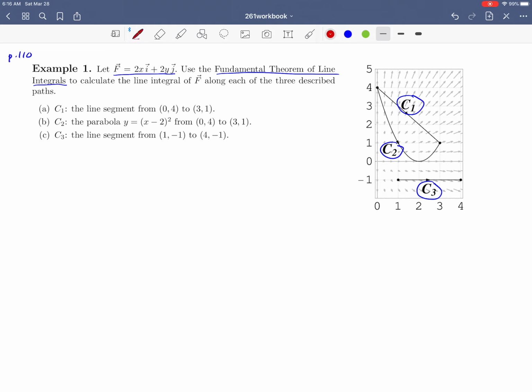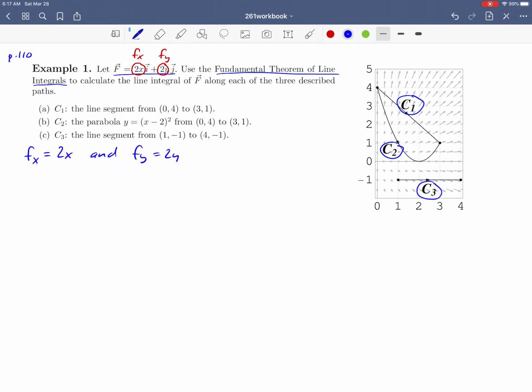The key to using the fundamental theorem of line integrals is that we need a potential function for our vector field. Remember what a potential function is. It's just a function whose gradient agrees with our vector field. In other words, we want a scalar function so that the derivative with respect to x of it equals 2x, and the derivative with respect to y of it equals 2y. That would make our vector field equal to the gradient of this function little f that we're looking for. So we're going to start with that observation.